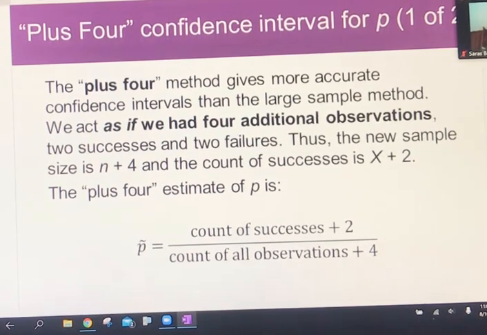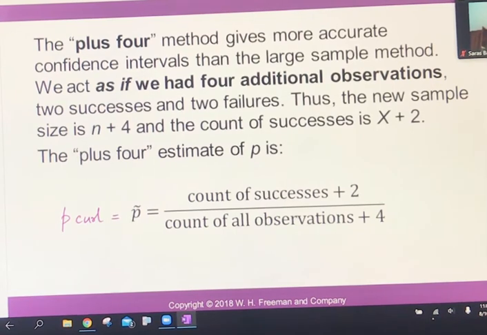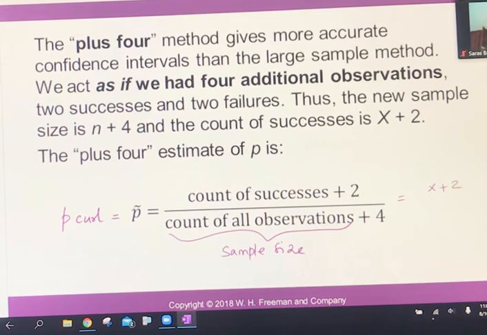What is the plus 4 method? The plus 4 method is giving you a new number called the p curl. So the p curl is equal to the count of successes plus 2 over the count of all observations, which is nothing but your sample size, and you have to add 4 to that. So pretty much the formula is x plus 2 over n plus 4. What is your p hat formula? P hat is x over n, and that's your sample proportion.